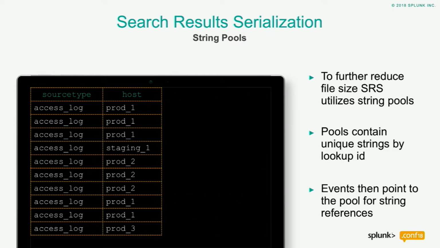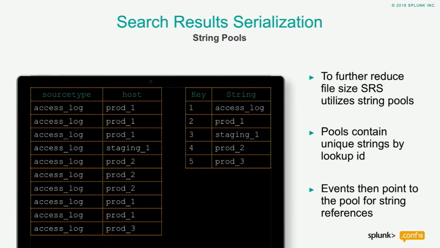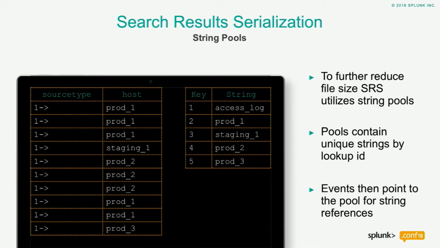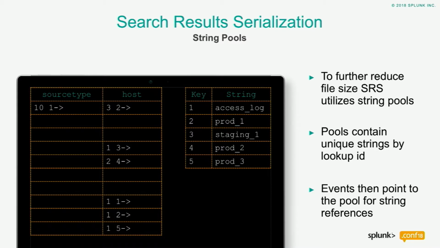SRS can actually take this event deduplication one step further with string pooling. In string pooling, each unique string of data is placed into a lookup table, which can be referenced by our events. So again, back to the source type column. This can be rewritten as pointers to the table like so. And naturally, we can do the same across our other columns as well. Afterwards, we can then employ the row duplication technique from earlier. So on highly repetitive data, this is going to be a huge space savings.